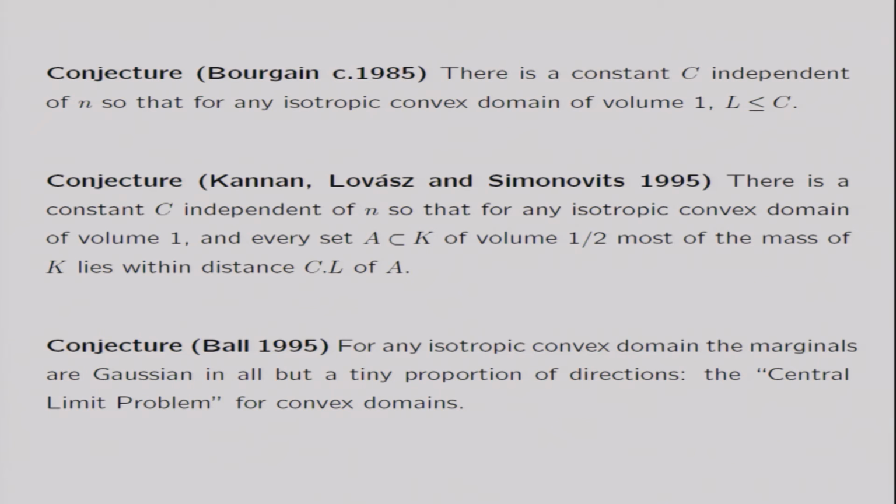Okay? So length scale L, deviation on that length scale. That was the conjecture of KLS. And about the same time, I conjectured that there should be a central limit theorem for all convex domains, which you've made isotropic, made as round as you can, in the sense that in most directions the margin will be Gaussian, just as in the case of the cube.